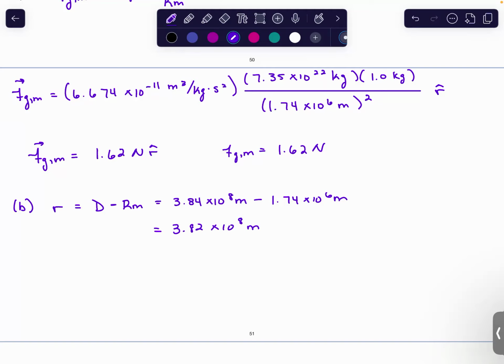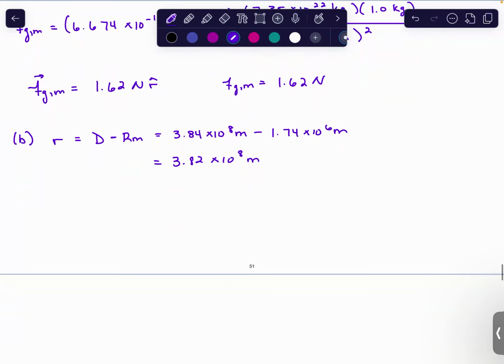Okay, so now the gravitational field. Let's just work with the gravitational field of the Earth, okay? And then we're going to equate that to something we've been using, the force of gravity or weight.